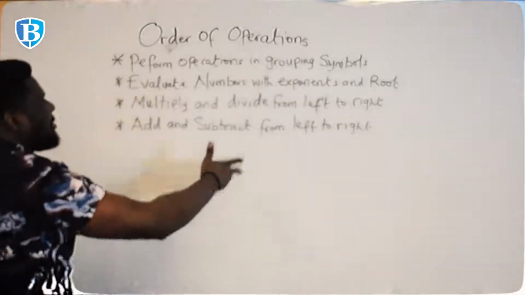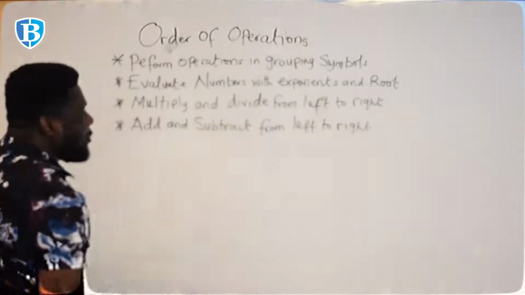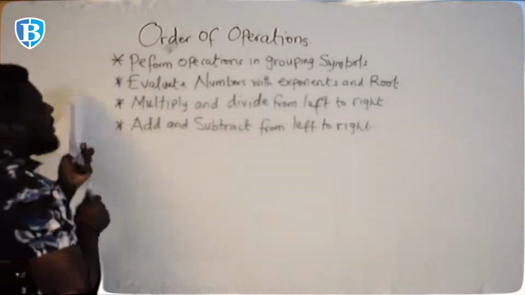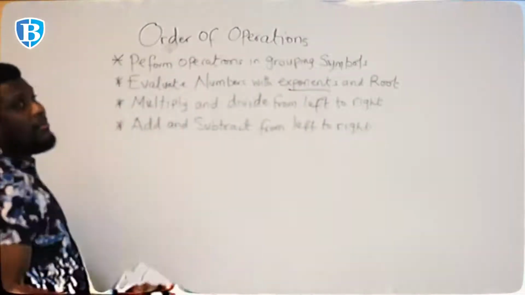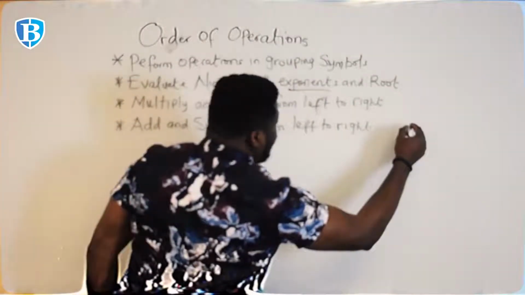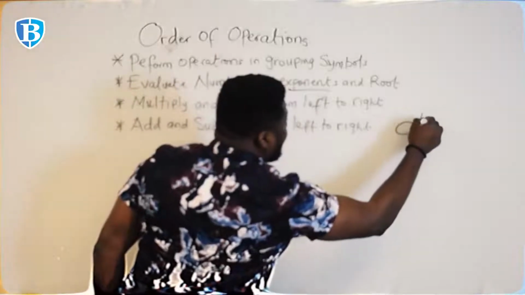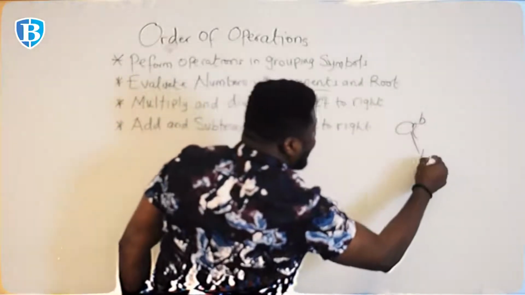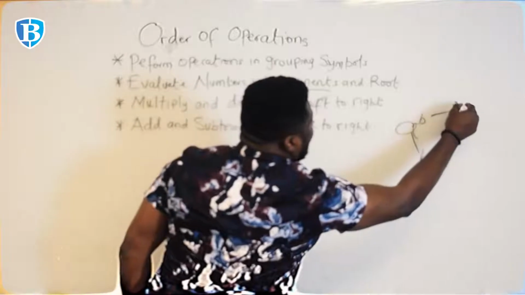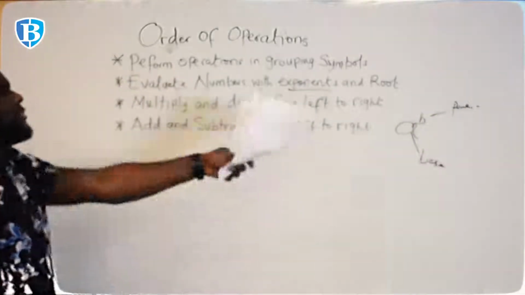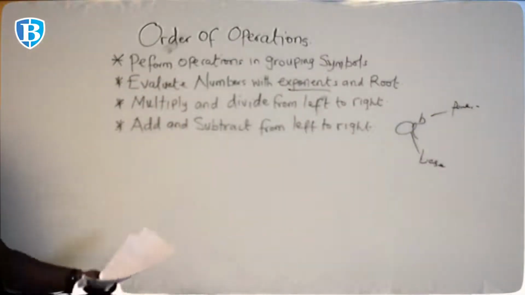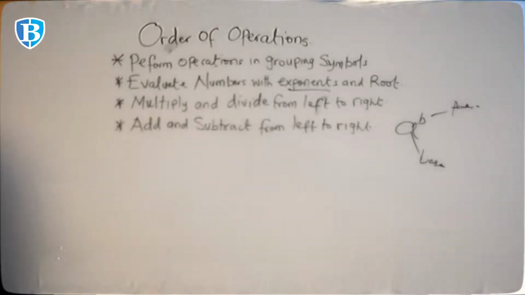Again, you have to evaluate numbers with exponents and roots. What do you mean by exponent? We're talking about when you have a to the power of b. You have your base, and then you have your power. That is what we call an exponent, splitting your numbers into powers.